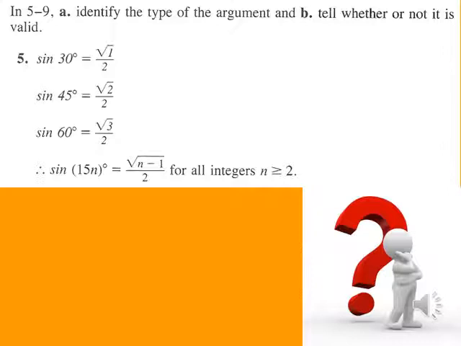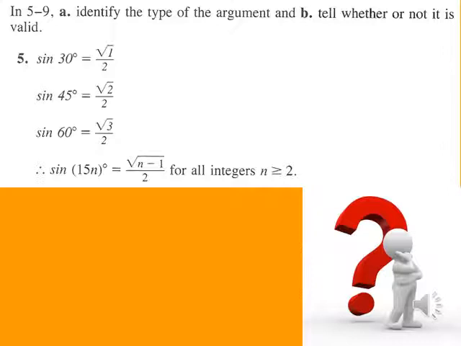So it's going to be one of those 6 things we talked about that could be either valid or invalid reasoning. And the first example says the sine of 30 degrees is the square root of 1 over 2, the sine of 45 equals the square root of 2 over 2, the sine of 60 equals the square root of 3 over 2, so therefore the sine of 15n degrees equals the square root of n minus 1 over 2 for all integers greater than or equal to 2.